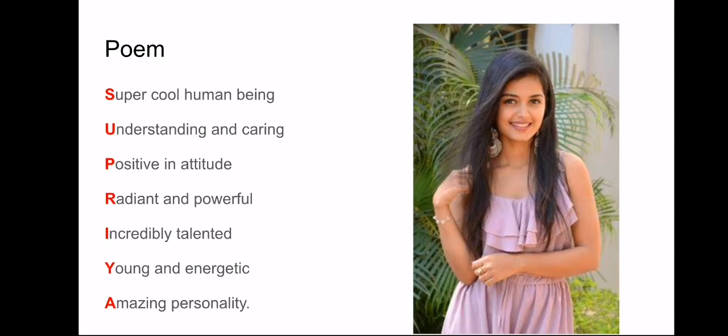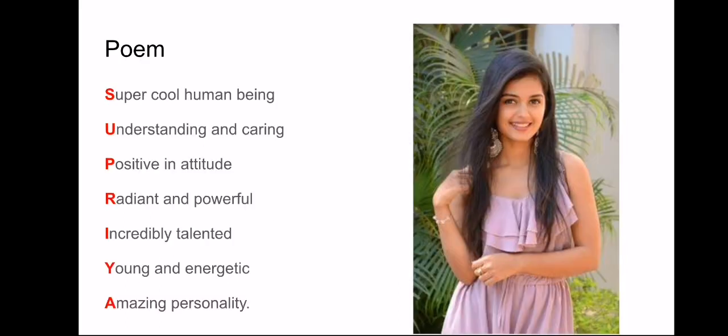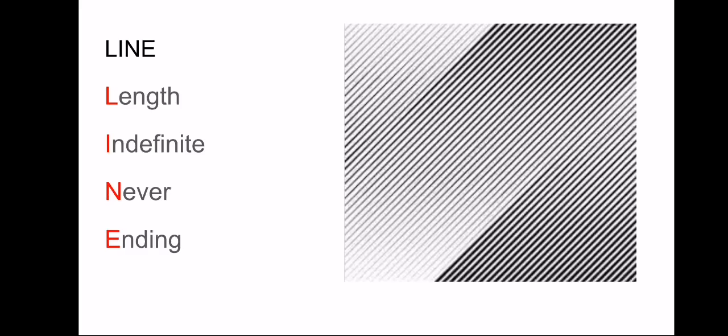So let's take another example. Another word is taken from maths, it's line. So see, I have written the word vertically, L-I-N-E. After this I have found the words which describe the word line, like length, indefinite, never ending. So these are the words which explain the word line very nicely. So I have used these words. Compared to the previous poem, you can see the words are in phrases. The things which explain Supriya are in phrases. But in this poem, I have used only words to explain the topic.